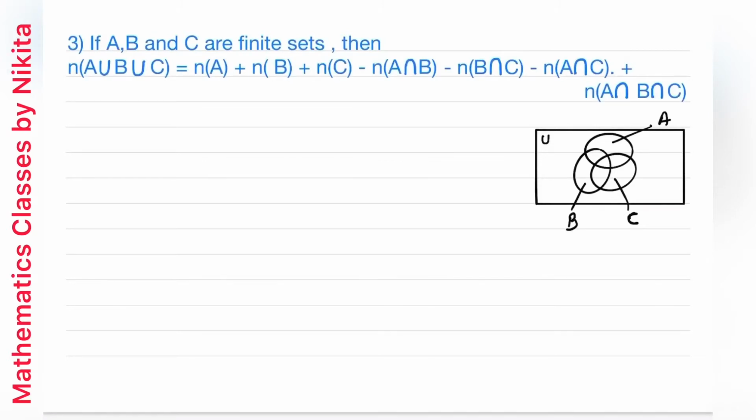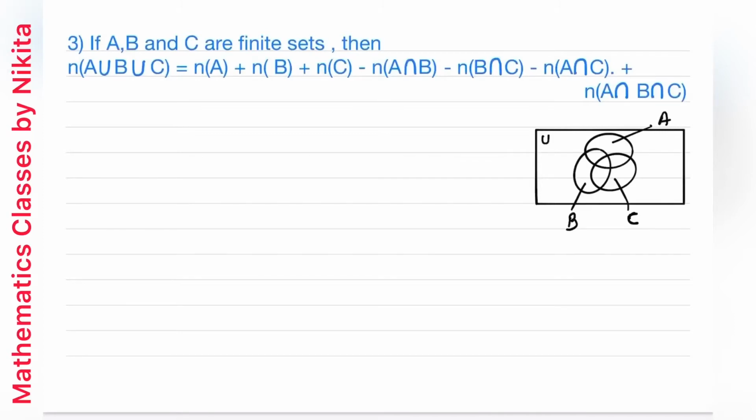So we subtracted it once, then I have subtracted the common elements in B and C, and then the common elements in A and C. And while doing this, the common part of all the three has been subtracted one time extra. So therefore we are adding it, okay, so that we get the exact number of elements in A union B union C. Now let's see the proof.